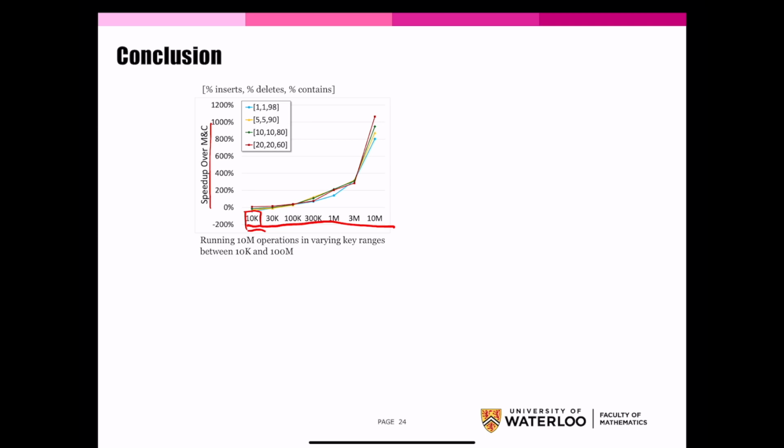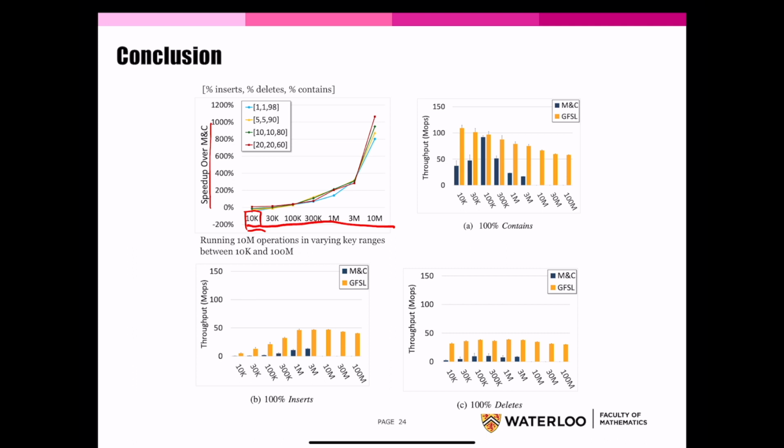And we also have the single operation type test: 100% contains, 100% inserts, and 100% deletes. All graphs show higher performance for GFSL over MNC in all ranges.